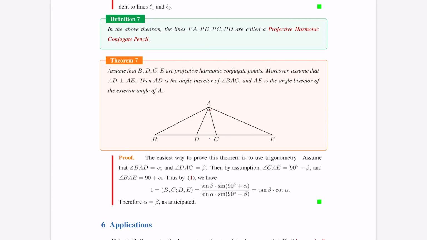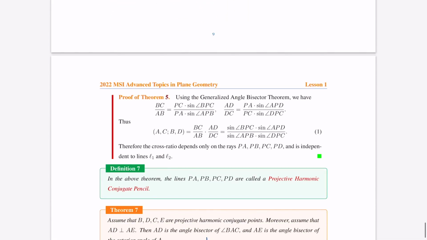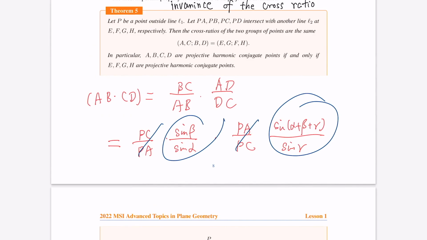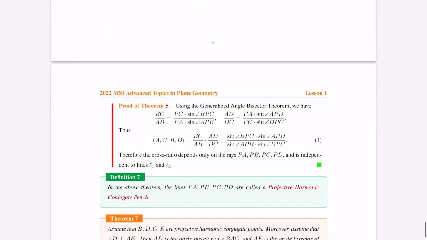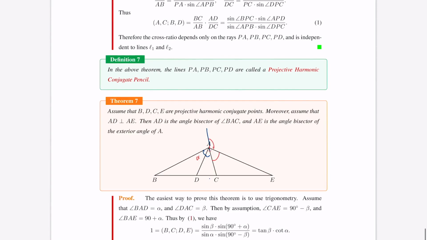And assume that there's a point A outside the line, so that AD and AE are perpendicular to each other. Then we conclude that AD is the angle bisector of angle BAC, and AE is the bisector of the external angle. These two angles would be the same. Basically we use the previous formula: the cross ratio can be converted to the ratio of angles alpha, beta, gamma. Let's say this is alpha, this is beta. And since this is perpendicular, this is 90 degrees minus beta.